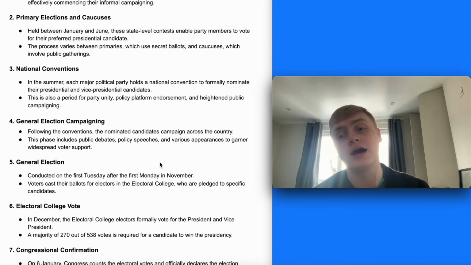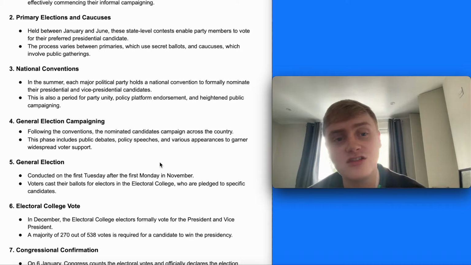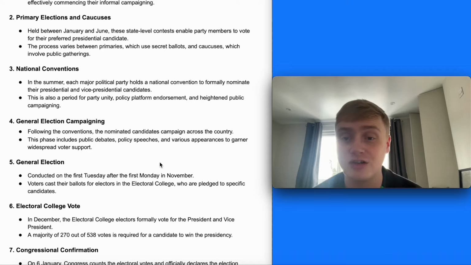From there, once the candidate for each party has been selected, you have national conventions, where each major political party formally nominates their presidential and vice presidential candidates. This is a period for party unity, policy platform endorsement, and heightened public campaigning, where the party comes together after effectively different candidates fight it out. So once the final candidate is decided, the party comes together to support their campaign.